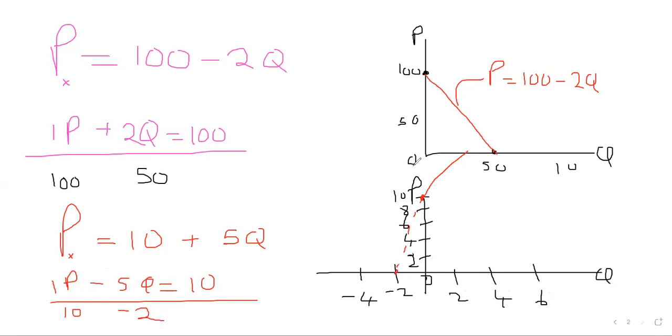So your line is upsloping. Of course, we're not starting from the negative side because we want to show that our graph has no negative quantity. So it's upsloping there. So this is how you plot equations.